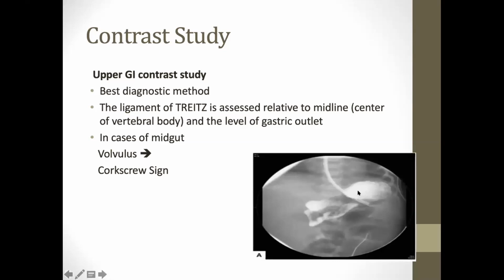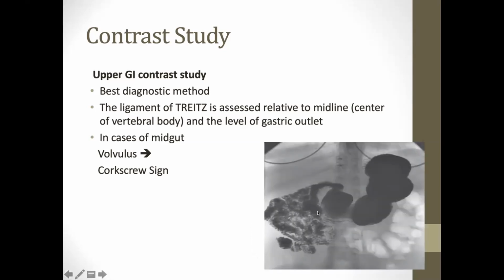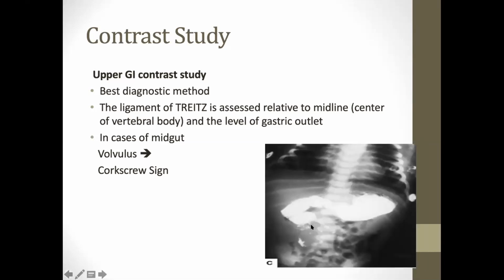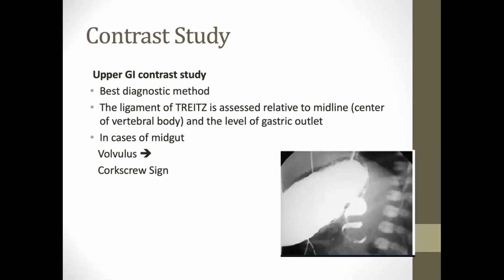In normal rotation, we will see the C-shaped duodenum, with the duodenojejunal junction to the left of the vertebra, at the midline, and at the level of the gastric outlet. In malrotation, the duodenojejunal junction is to the right. This is typical malrotation, where the duodenum did not take the C shape. In case of volvulus, we can see the bird beak appearance or corkscrew sign.